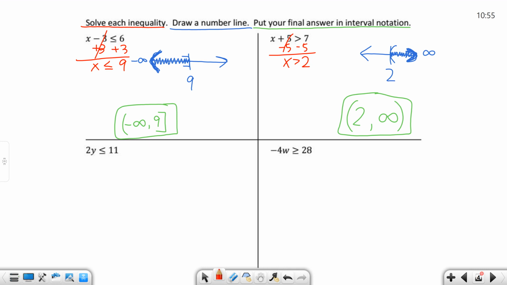All right? So 2y is less than or equal to 11. Want to get y by itself? Divide both sides by 2. y is less than or equal to 11 halves. It's okay that it's a fraction. If you wanted to put 5.5, I guess you could, but 11 halves is a wonderful number. You need to know it's 5.5, and that it's between 5 and 6. Okay, but that's your inequality.